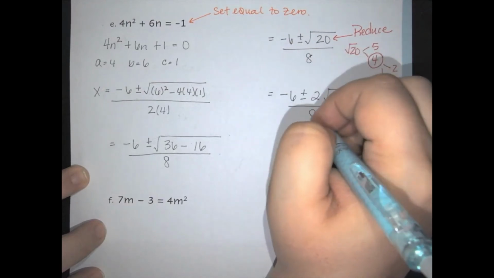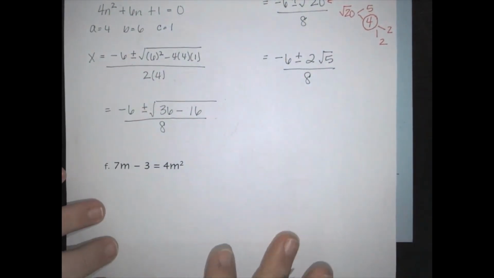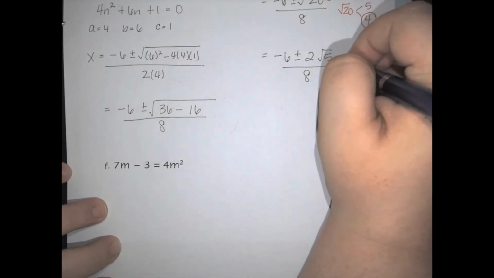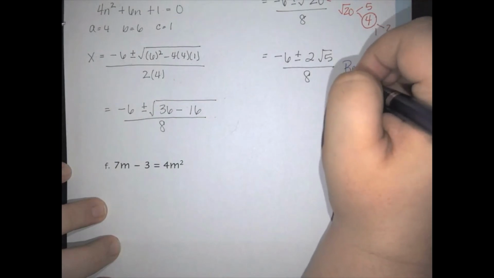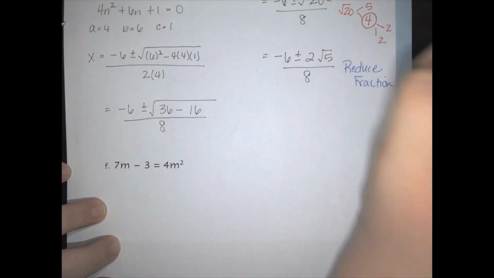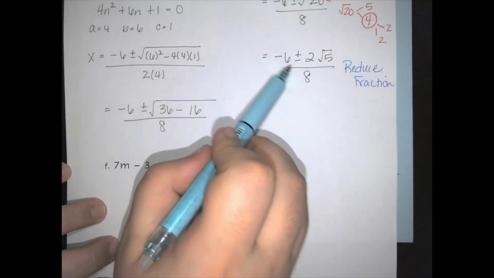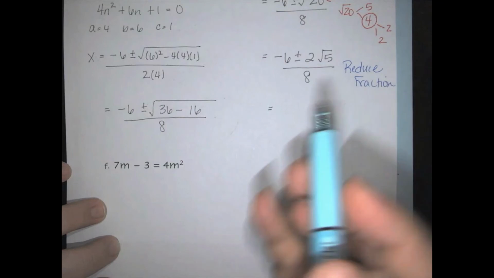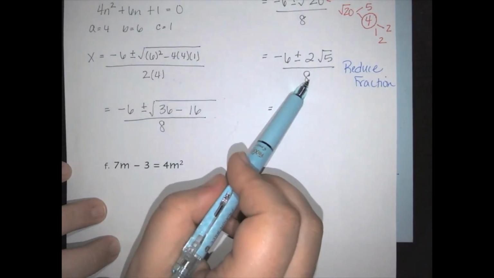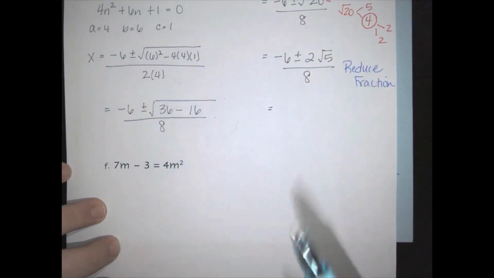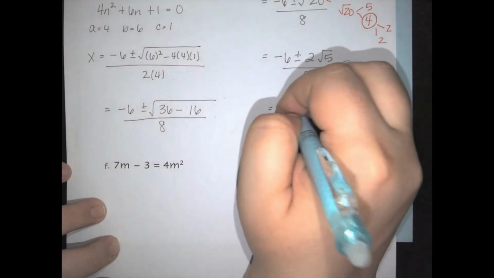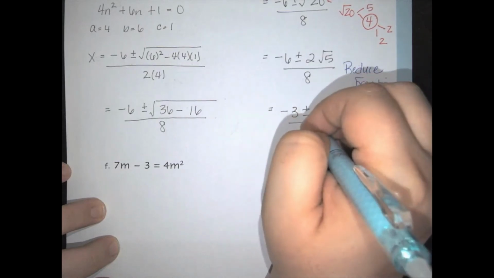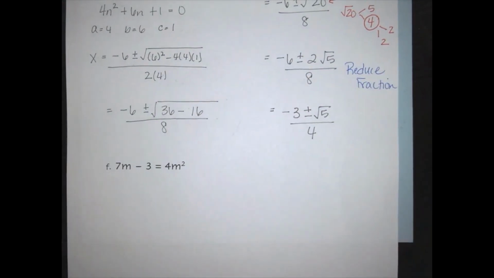So what happens is that our radical is going to become negative 6 plus or minus 2 square roots of 5 all over 8. Now the last thing that we need to do is we need to reduce the fraction. So here we have 6 over 8 and 2 over 8. Okay, so we need to go ahead and reduce that. And in both of these, we can divide out the 2. And so here we end up with negative 3 plus or minus the square root of 5 all over 4. And that would be your solution.